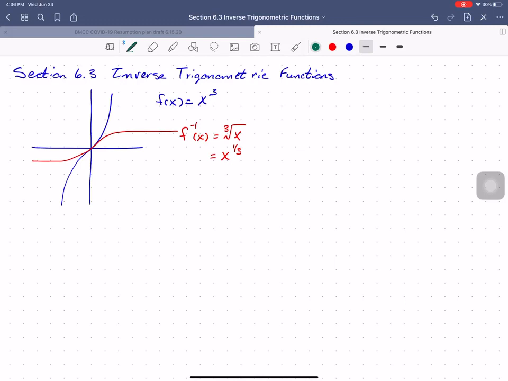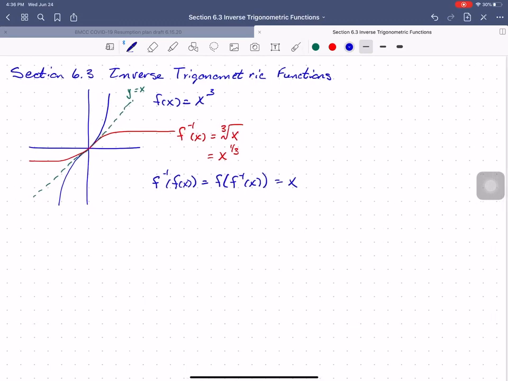Now, the thing to remember is that these two functions are mirror images across that green line, which is the line y equals x. And we remember that for functions for which their inverses are also functions, f inverse of f of x equals f of f inverse of x, which equals x. This is the very definition of the inverse relationship.